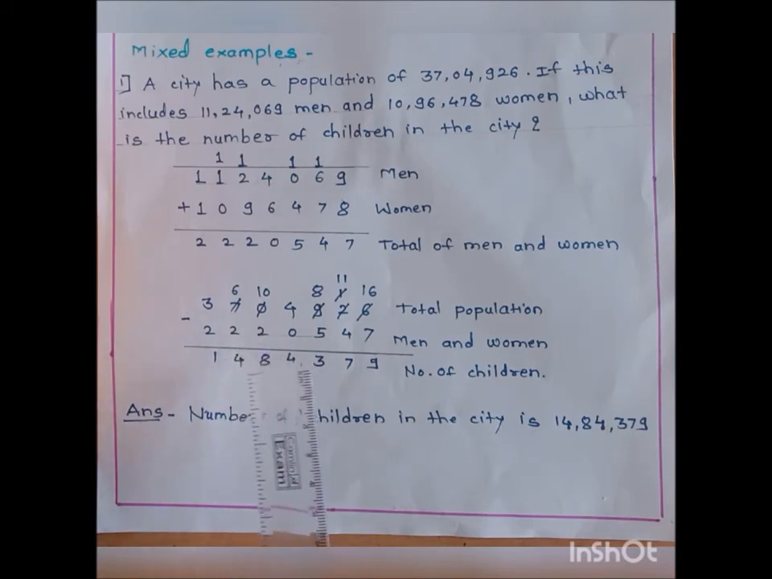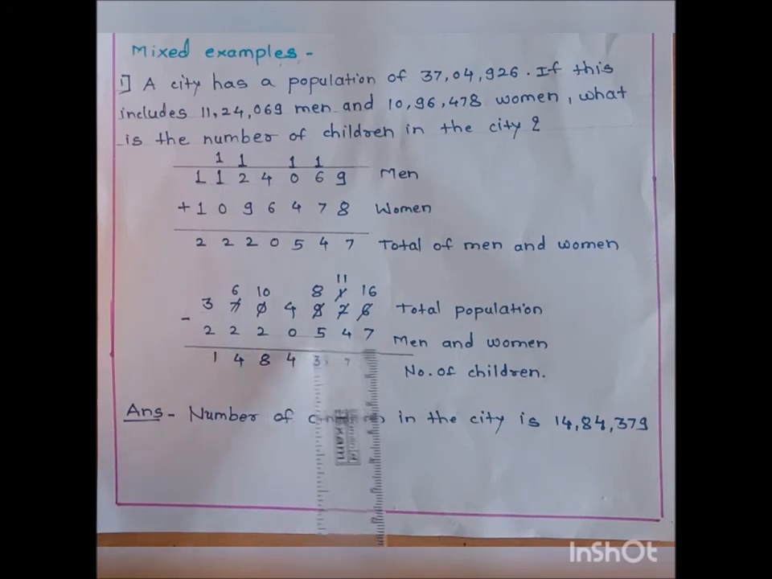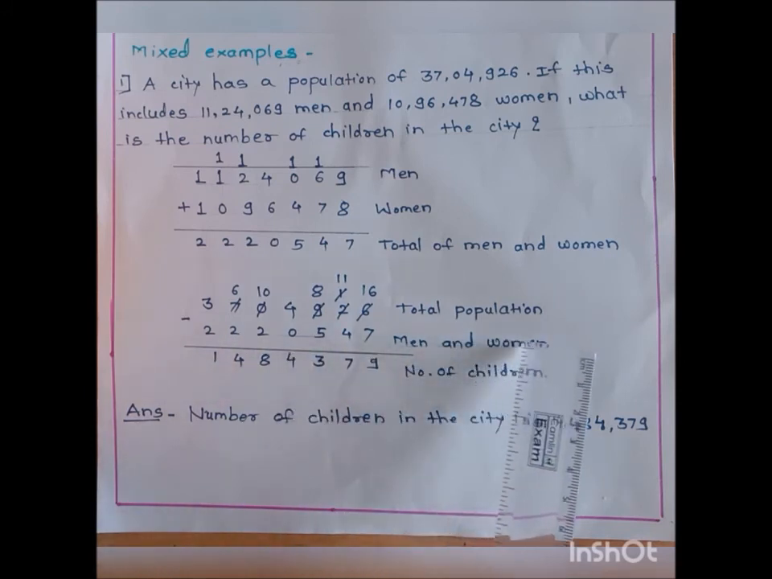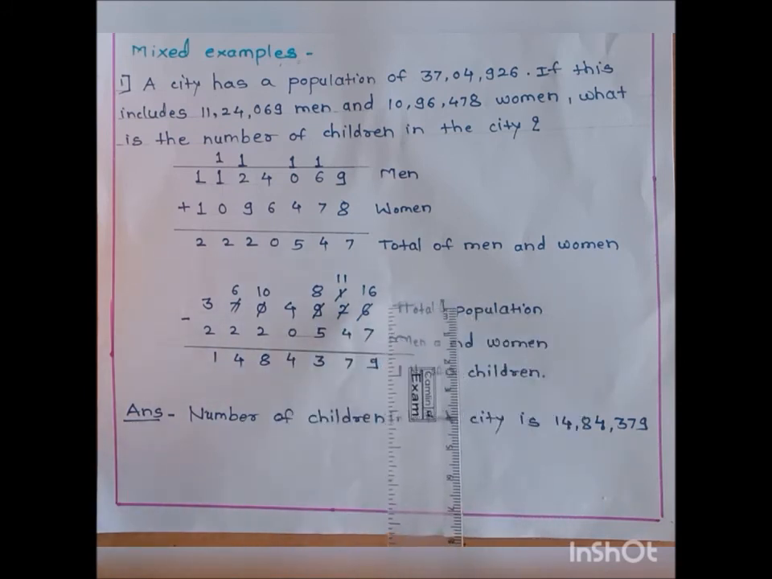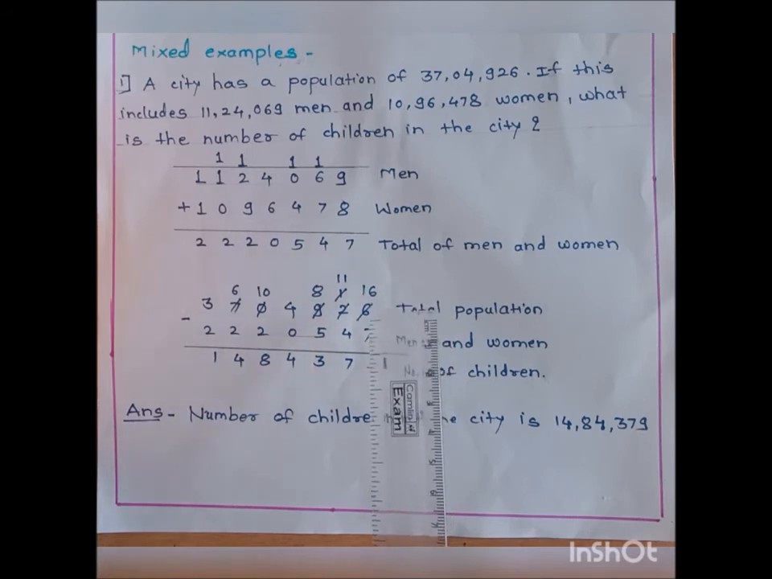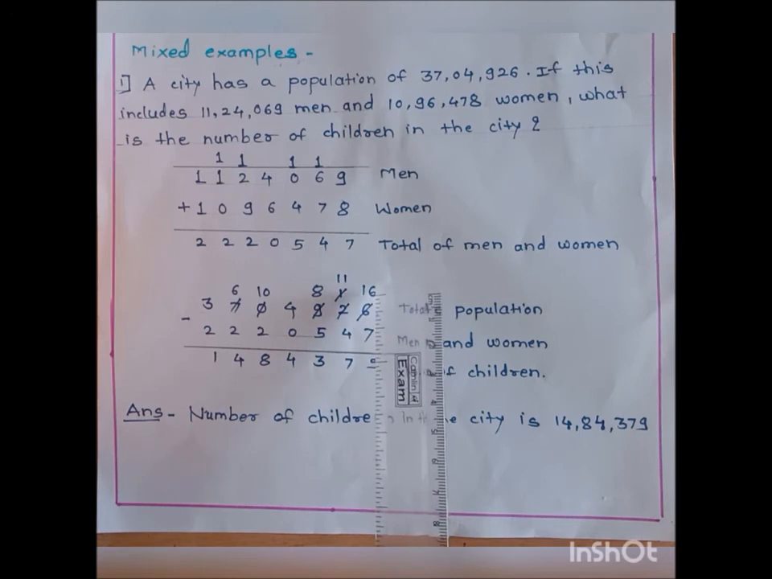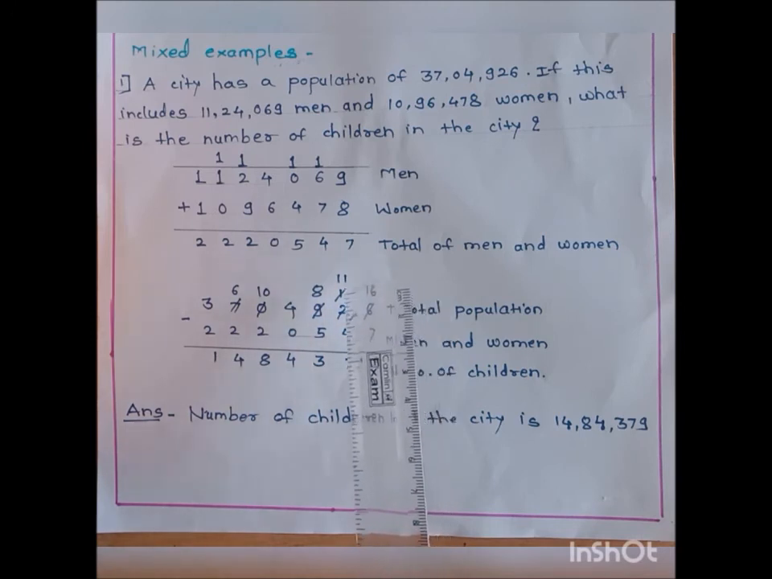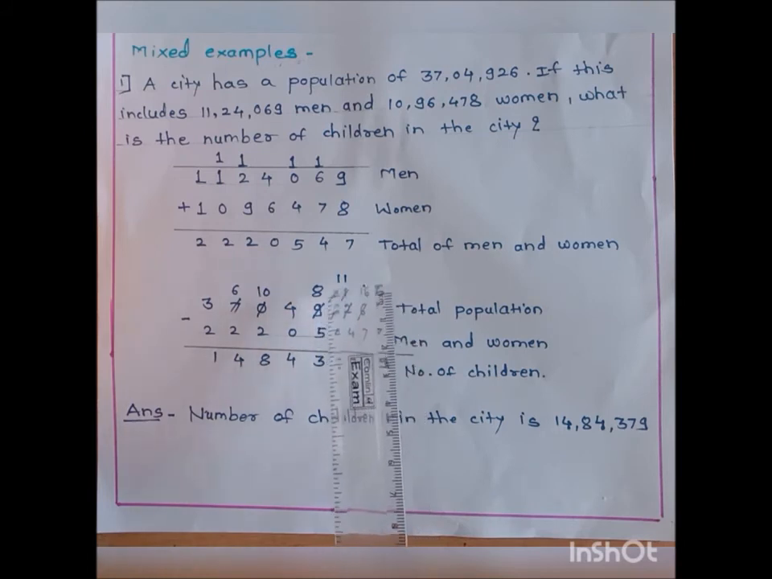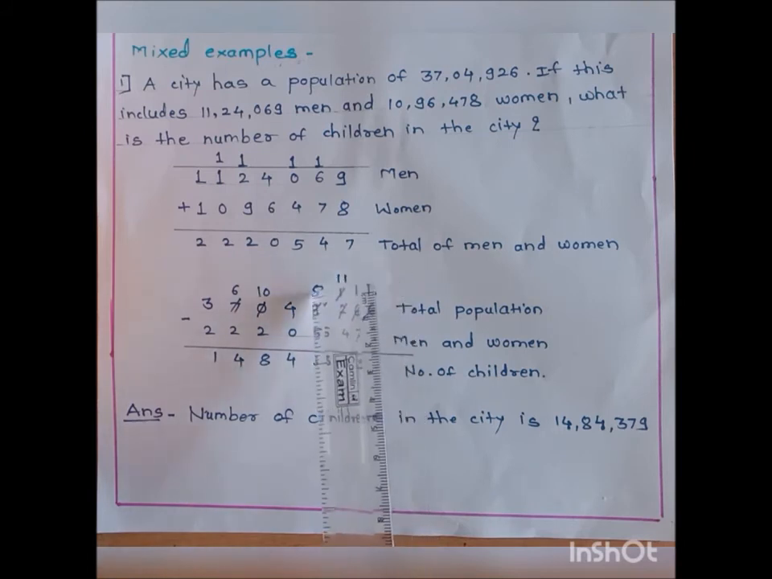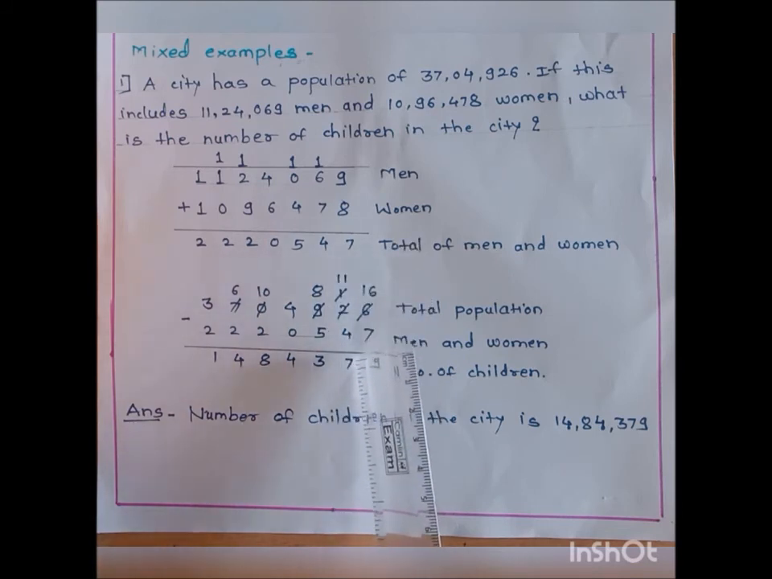Now the next subtraction. This is the total population and this is the total number of men and women. Now see, 6 minus 7, is it possible? No. Then we have to take a borrow from this place, that is 16. 16 minus 7 is equal to 9. Here is 1. 1 minus 4, is it possible? No. Again we have to take a borrow from this place, that is 11 and here is 8. 11 minus 4 is equal to 7. 8 minus 5 is equal to 3.